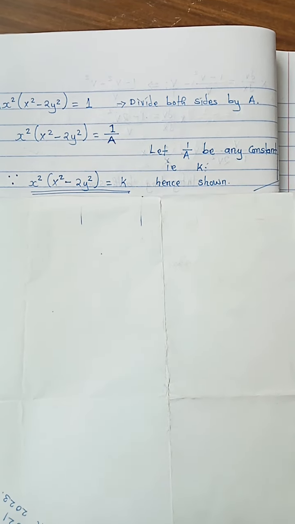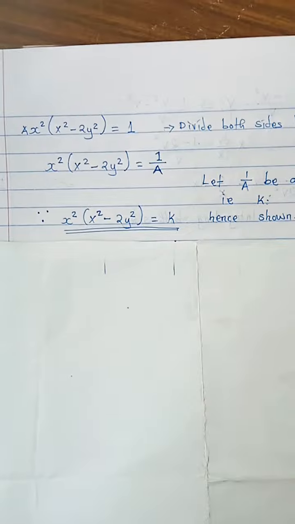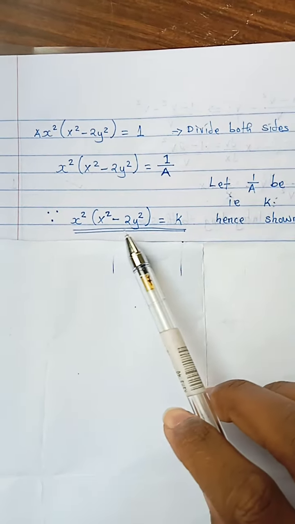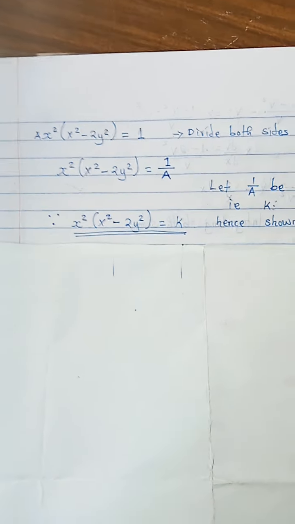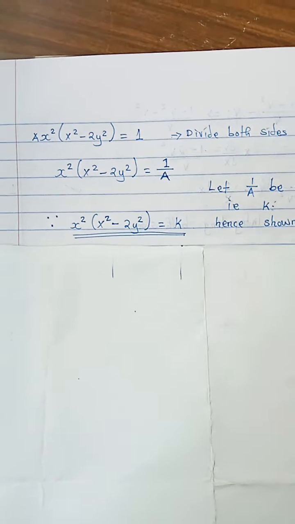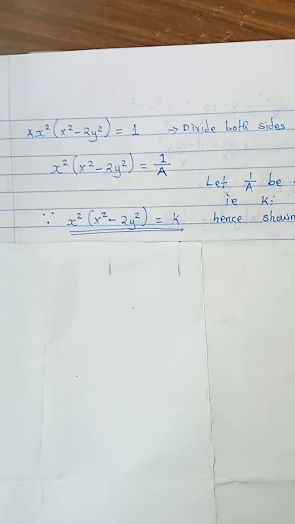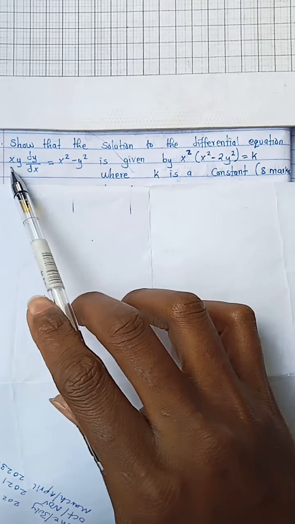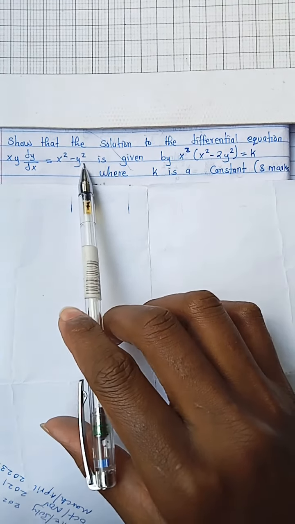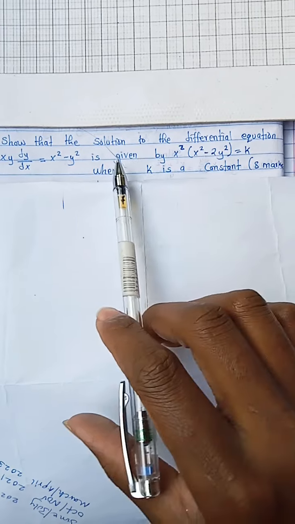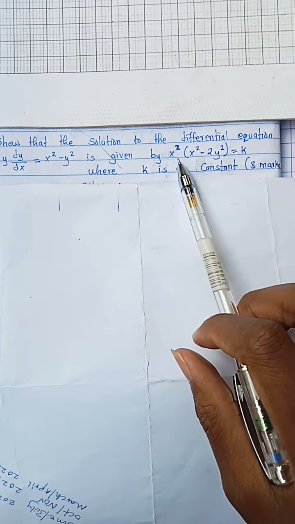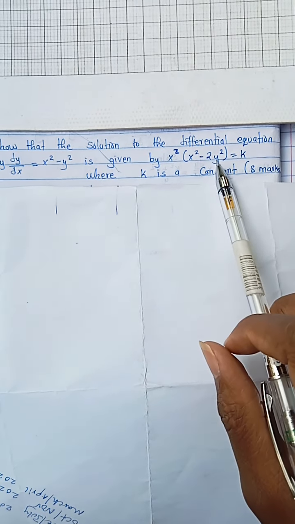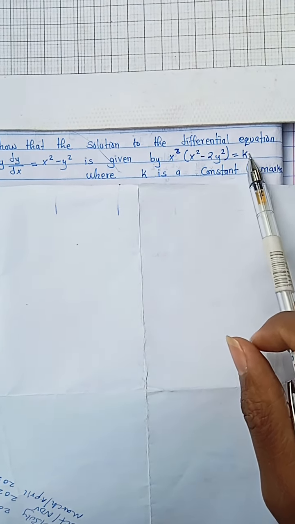And with this, you've solved your equation and obtained the suggested solution. So we can compare the answer that we've obtained with the suggested solution. Looking back to our equation, it was xy dy/dx is equal to x squared minus y squared, and we have obtained this solution, which is x squared times x squared minus 2y squared is equivalent to k.